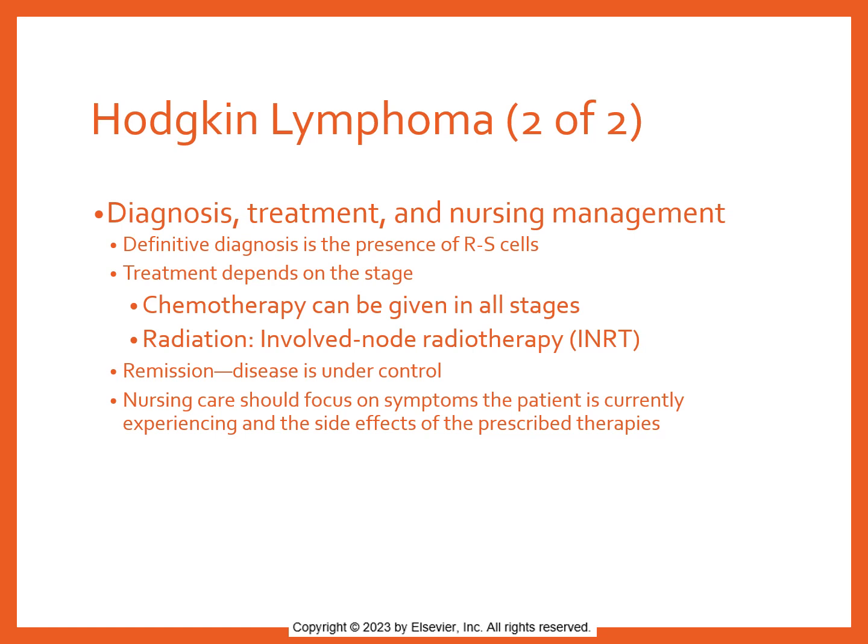Stage 2 Hodgkin disease means that there are 2 nodes in the same area infected.